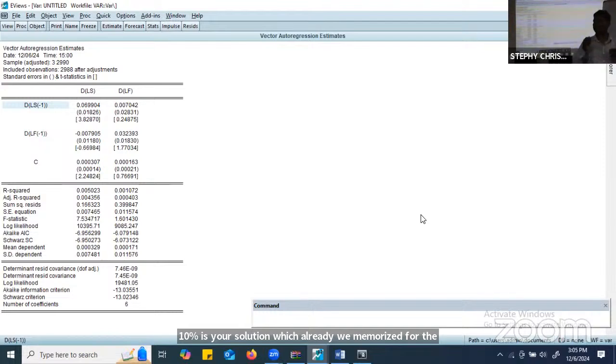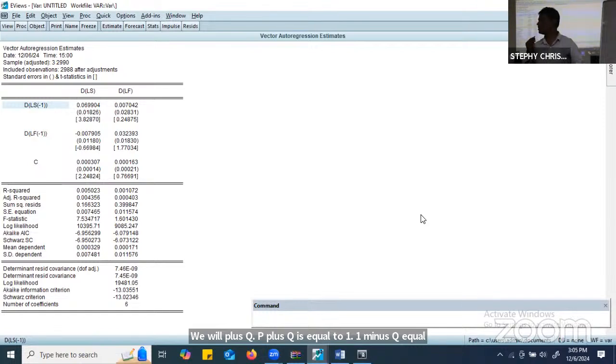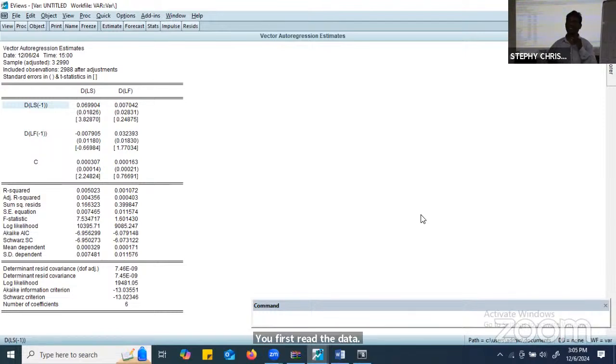P plus Q is equal to 1, 1 minus Q is equal to P. Similarly, taking the output is easy. You first read the data. That's what I'm struggling with here. So what is the dependent variable? D of LS is the first equation. Correct? No.